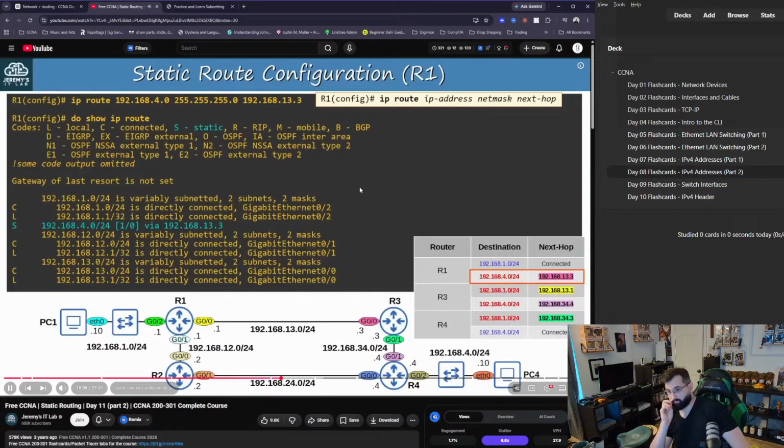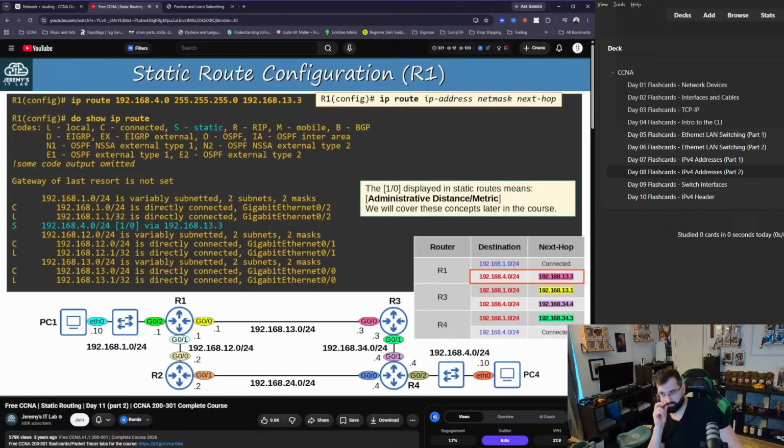I then checked R1's routing table. Notice I highlighted the code for static routes. It's S, as you might have guessed. And I've also highlighted the route itself in the table. Notice in square brackets there are two numbers, 1/0. What do those numbers mean? They are the route's administrative distance and metric.